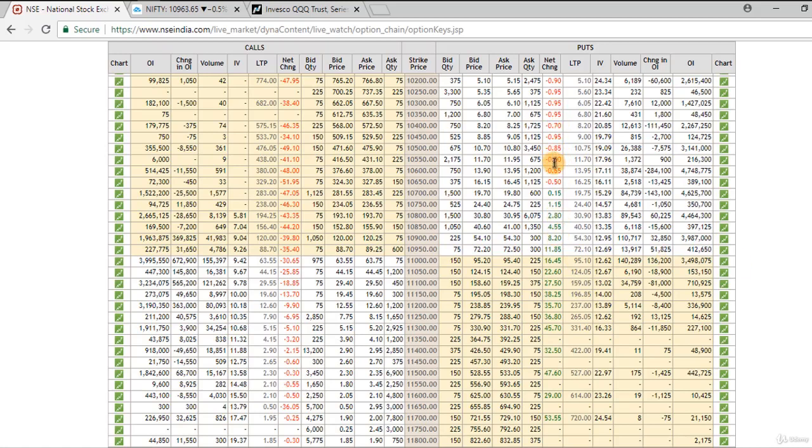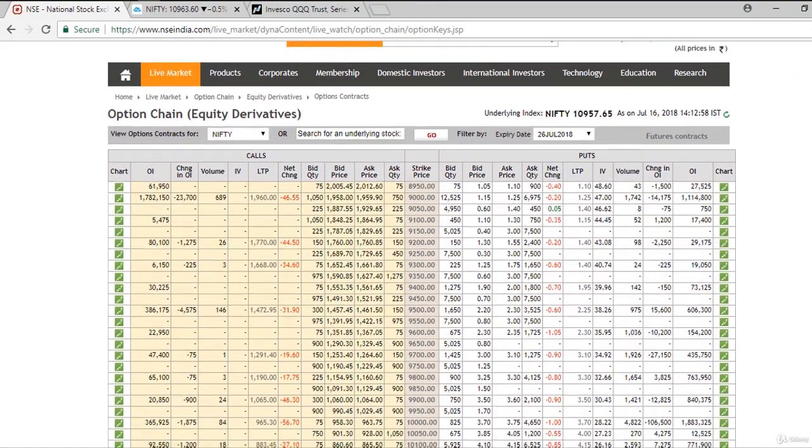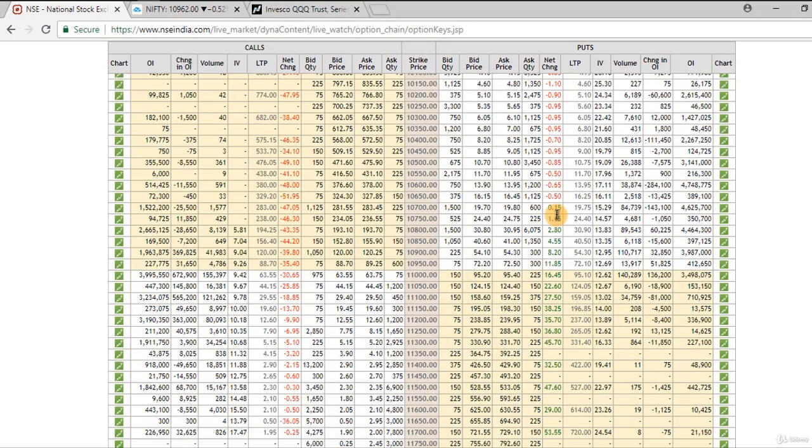It can be negative or positive. See here, for put options, this net change is green and positive. It means today's change in Nifty is 0.46%, so the put options are active and these put options are in profit, and the column shows the net change in the strike. For example, the net change in the 10,900 put strike is 8.20 and this is positive. It means the price of the 10,900 put option has increased by 8.20 today.